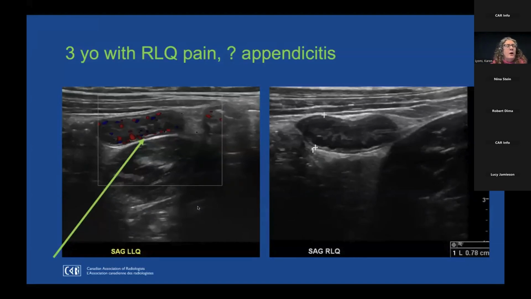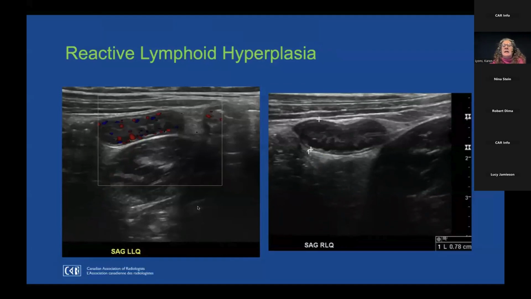Here is a 3-year-old who presented with right lower quadrant pain, and an ultrasound was requested to evaluate for appendicitis. So this is an interesting case. You can see the appendix is larger than the 6 millimeters, 7.8 millimeters in diameter. And the outer wall is thin. There is no associated periappendiceal fat stranding. And this is a case of reactive lymphoid hyperplasia.